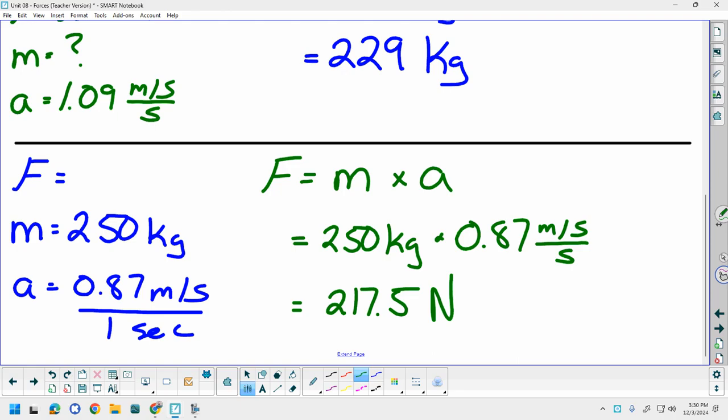Okay, so that's all we had to talk about for today. Again, Newton's second law is quantifying. It's giving us the ability to calculate the amount of unbalanced force, the amount of mass or inertia, and how much the motion is changing, or the acceleration.